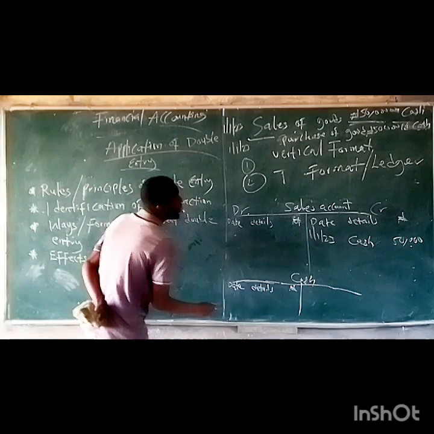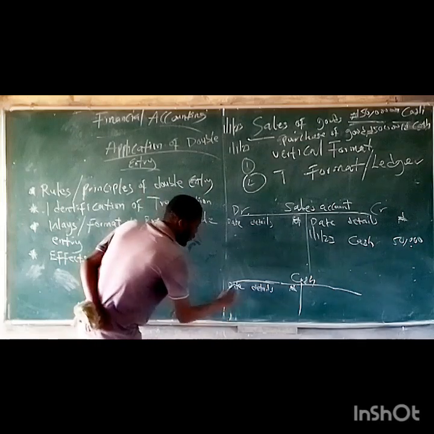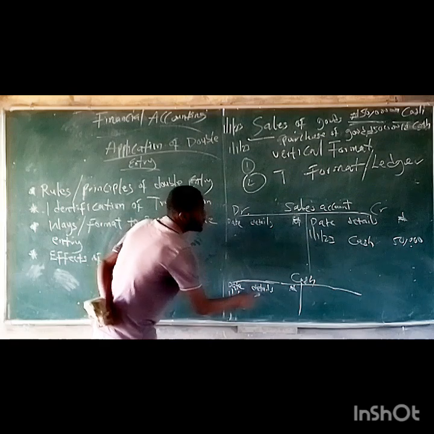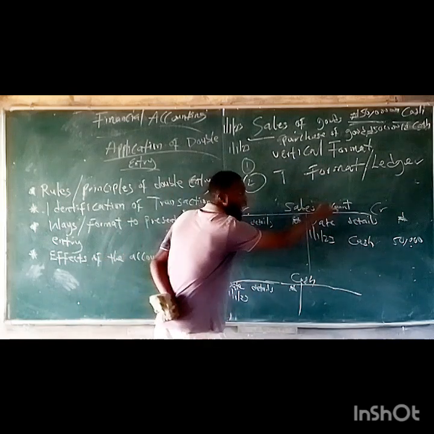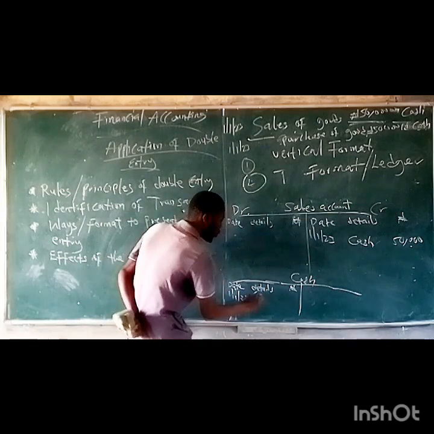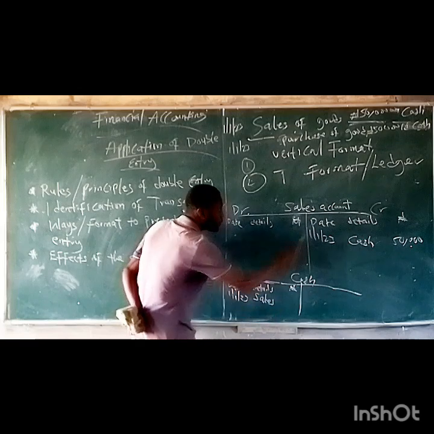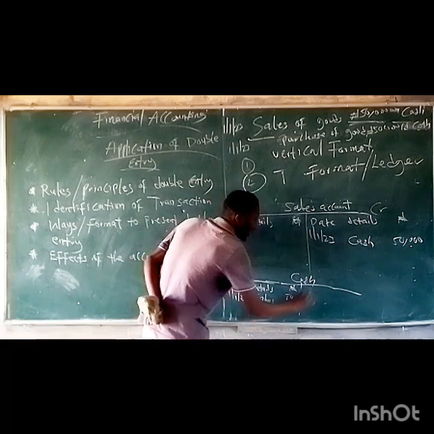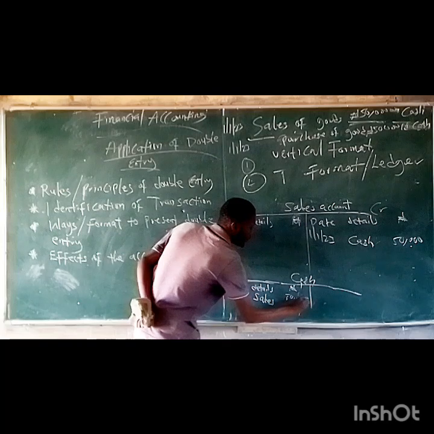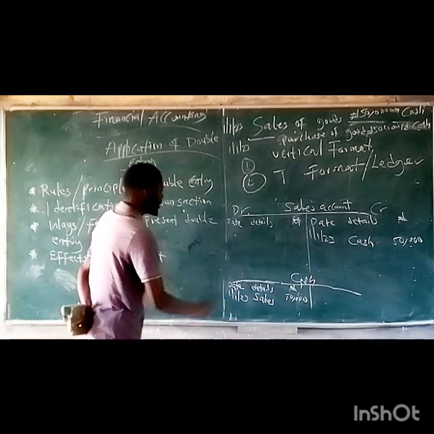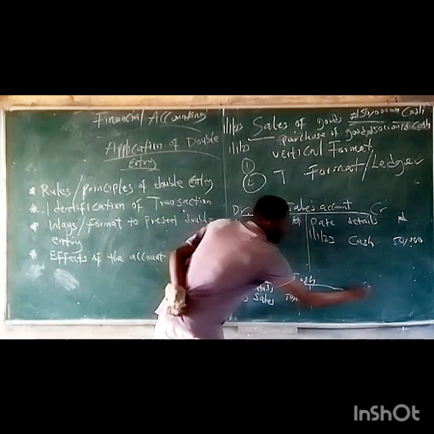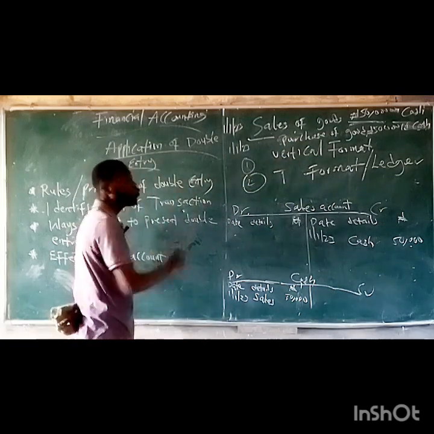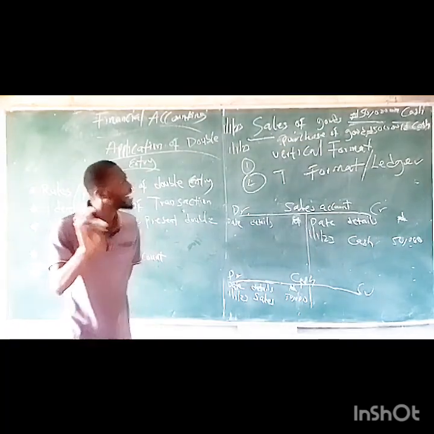So that's what we're saying. Now write the date. What's the date there? 1st of January 2023. Then the particulars there is the corresponding account, which is sales. So we write sales here. Then the value is 50,000 naira. Now, we are done with this transaction, the first transaction, sales of goods, 50,000 naira in cash.